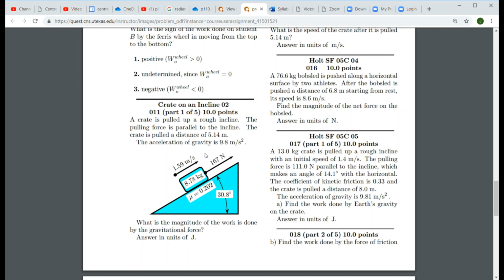Problem 11, parts 1 through 5. A crate is pulled up a rough incline. The pulling force is parallel to the incline. The crate is pulled a distance of 5.14 meters. What is the magnitude of the work done by the gravitational force?